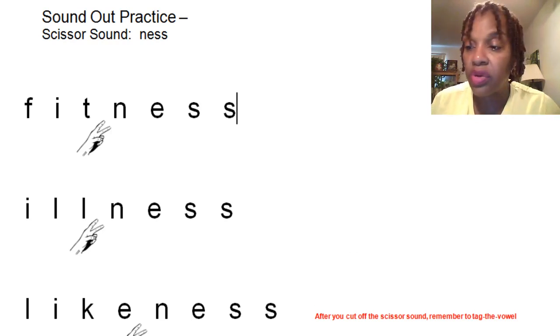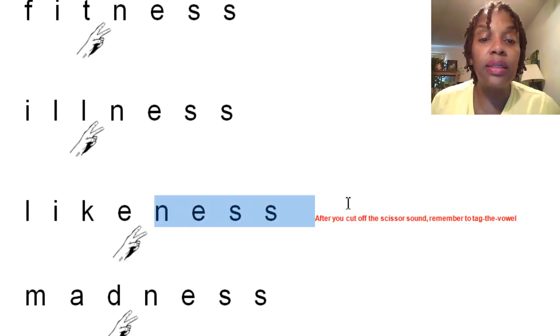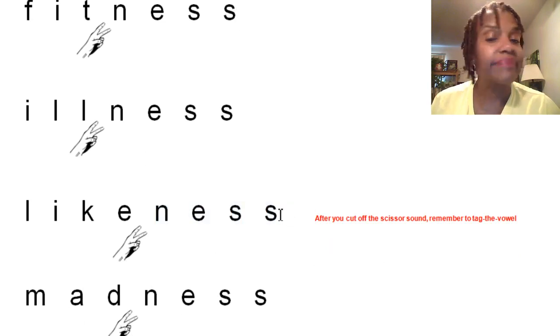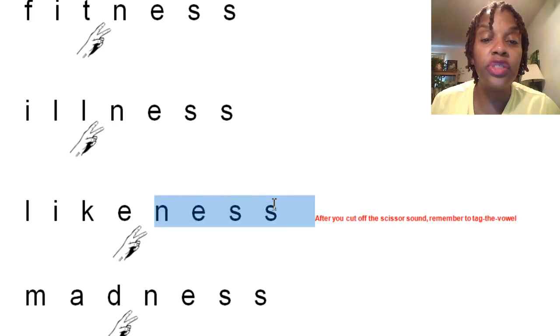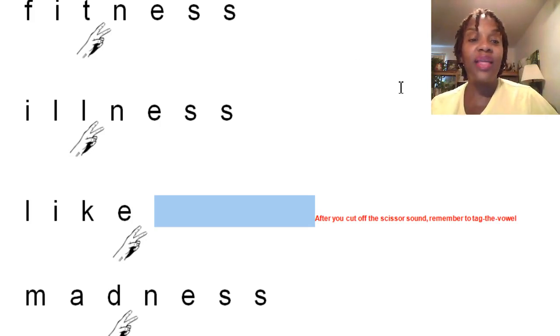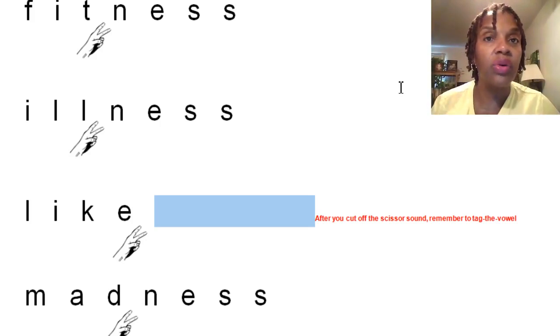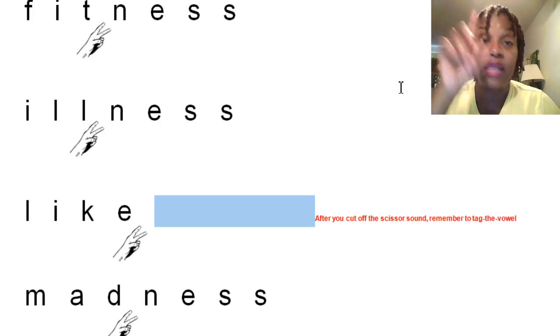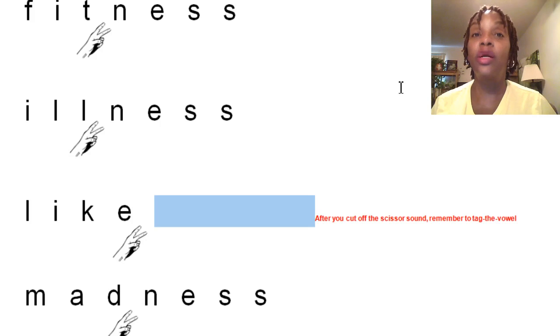All right. Now look at this word here on the screen. You know the drill by now, right? You're going to look at this really long word and you go like, no, it's not, because I know how to break this down. So what you're going to do is cut off the scissor sound. It's almost like you're going to make it invisible. What do you have left? L-I-K-E. I see an E. What happens when you see an E at the end of a word? You remember it does two things. It's silent and it's a tagger. And by being a tagger, it's always looking for a vowel to tag, all right?